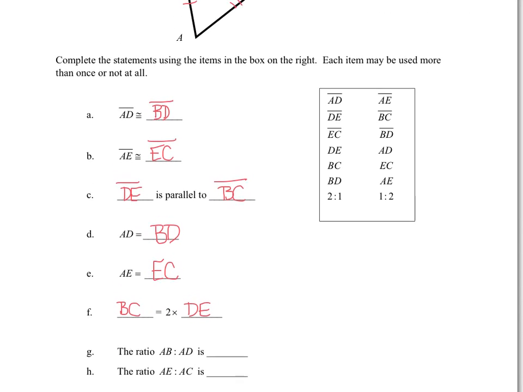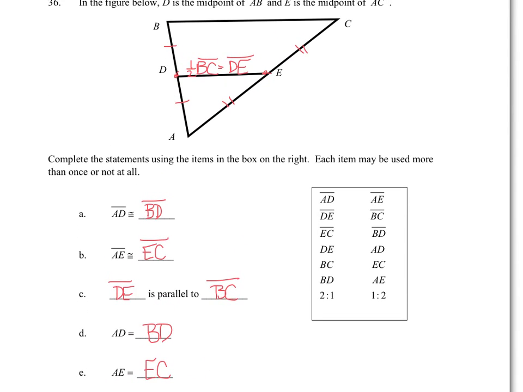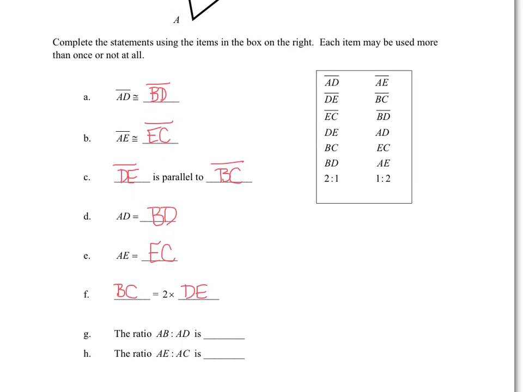Then we have the ratio of AB to AD. Well, AB is this whole side, AD is part of the side. So the ratio of AB to AD is going to be 2 to 1. For every 1 AD, there's going to be 2 needed to make the measure length of AB. In reverse, we have the ratio of AE to AC, and that is going to be 1 to 2. AE is the smaller, 2 of them make AC.